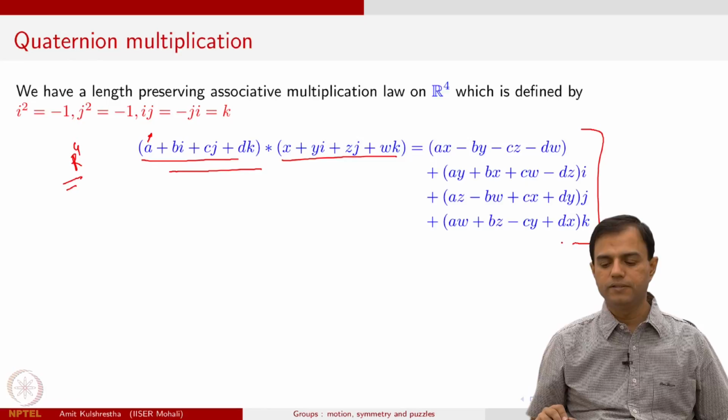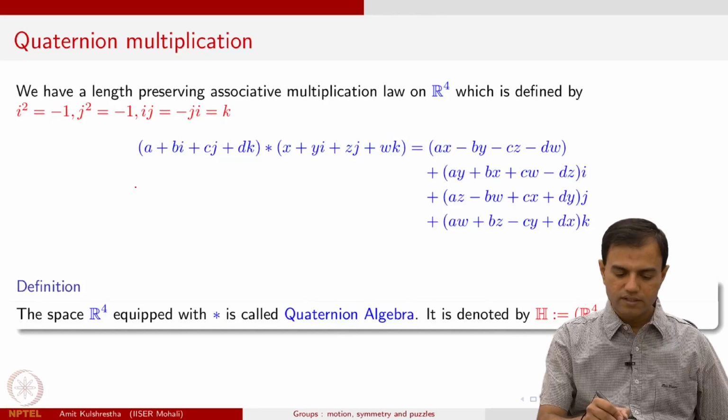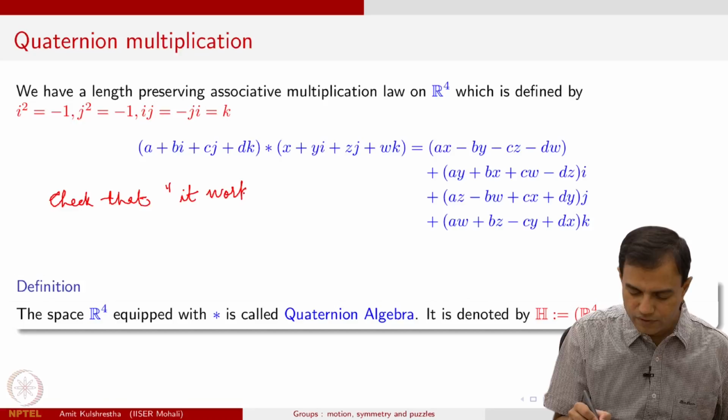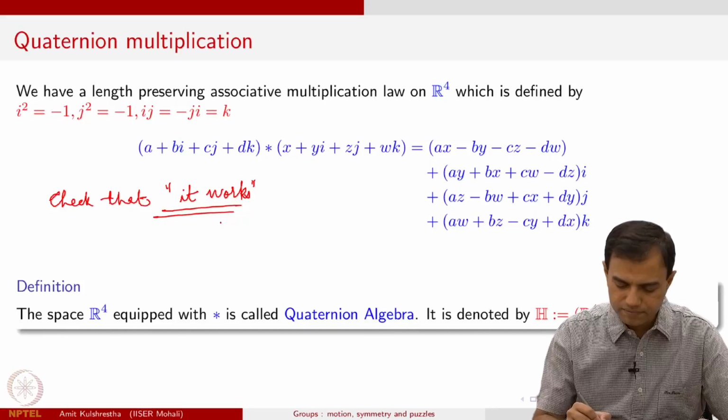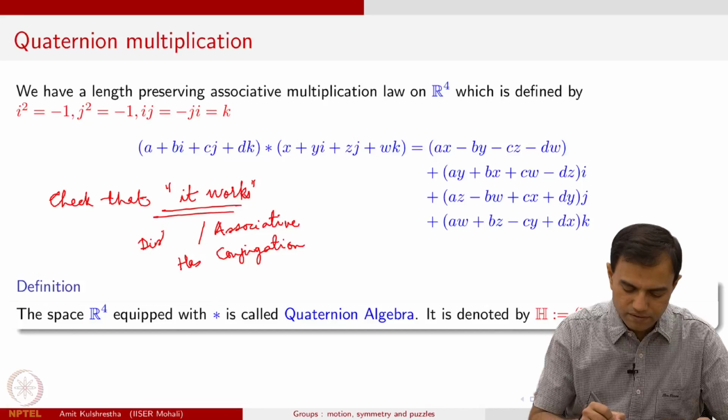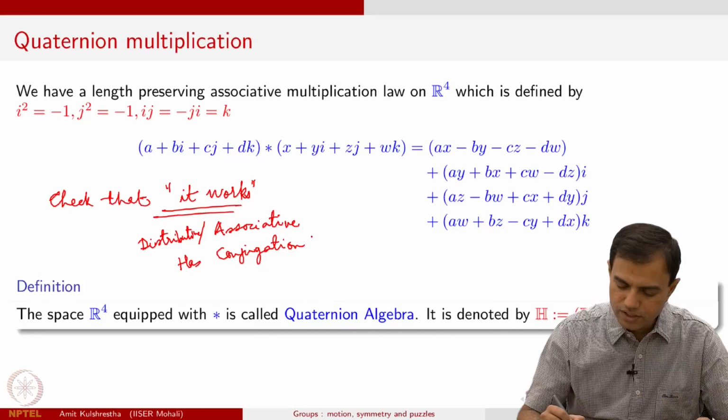And then it is easy to check. That is maybe an exercise for you. Check that it works, that is, it is associative, it has the concept of conjugation, associative as well as distributive. It has conjugation, so say some vector v goes to v bar, and it has the concept of norm. So, these conditions.